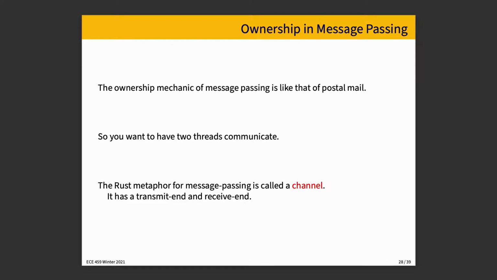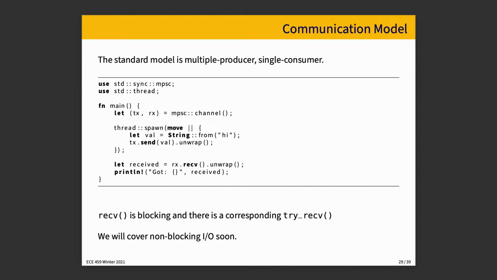So if we want to have two threads communicate, the Rust metaphor for this is called the channel, and it has a transmit end and a receive end. You will perhaps see a couple of similarities to this from other courses and other forms of interprocess communication. So let's make one. Let's do it.